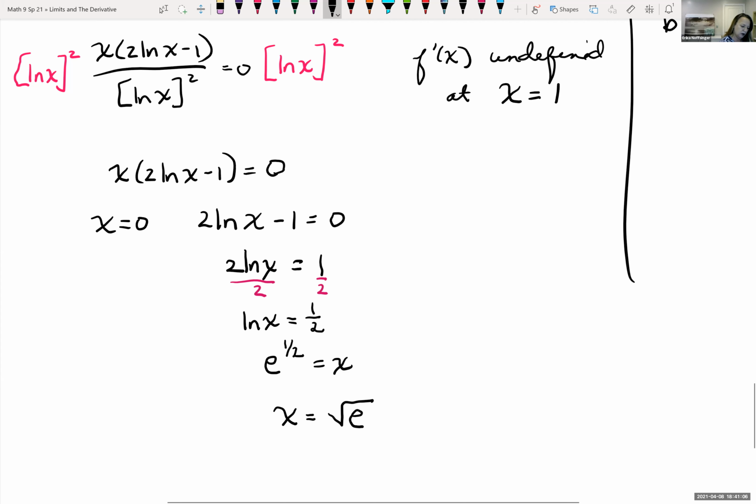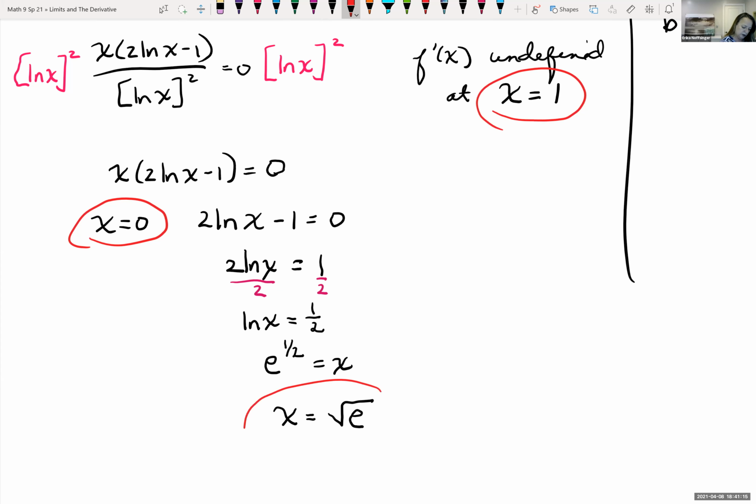Okay, so these are our critical numbers. This is a critical number, critical number, critical number. If I put this on the number line though, we had talked about that the x couldn't be negative. We actually talked about the x couldn't be 0 too, even though that's a critical number. It's undefined at 1. Let's put 1 in there.